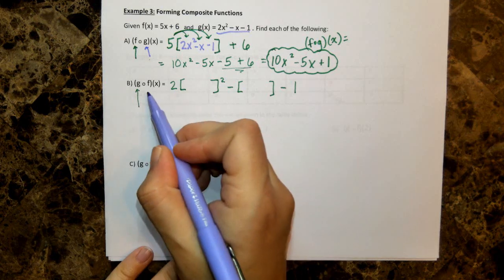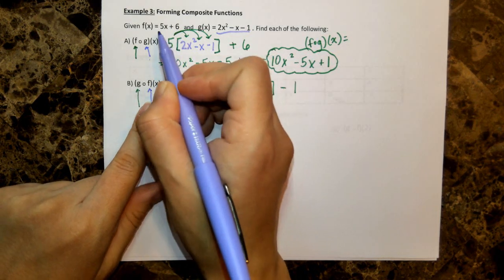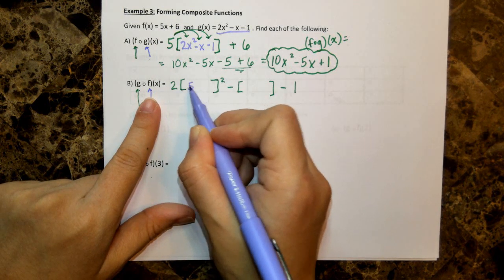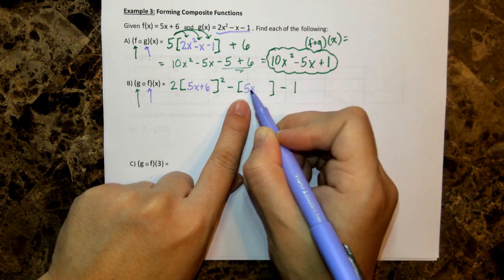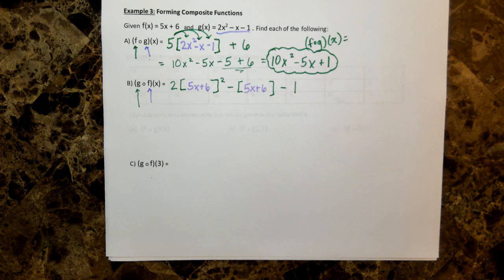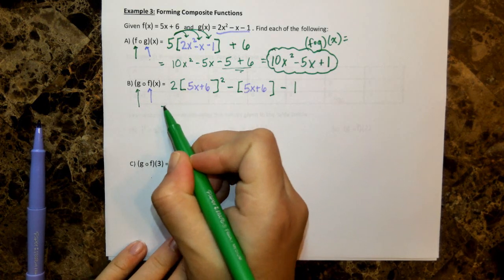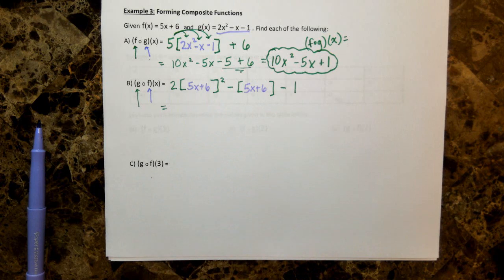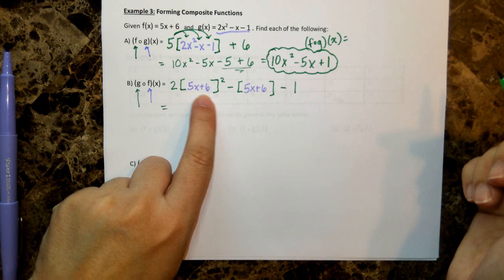My next step is to take the inner function, or the second function that's written right here, which is f, 5x plus 6, and that's what's going to be my new input. So it's going to be 2 times 5x plus 6 squared minus 5x plus 6, and then minus 1. And this answer is right. Last step would be just to simplify. There's no constant that we can plug in for x at the end, so we would actually have to simplify this. We have 2 times 5x plus 6 squared.